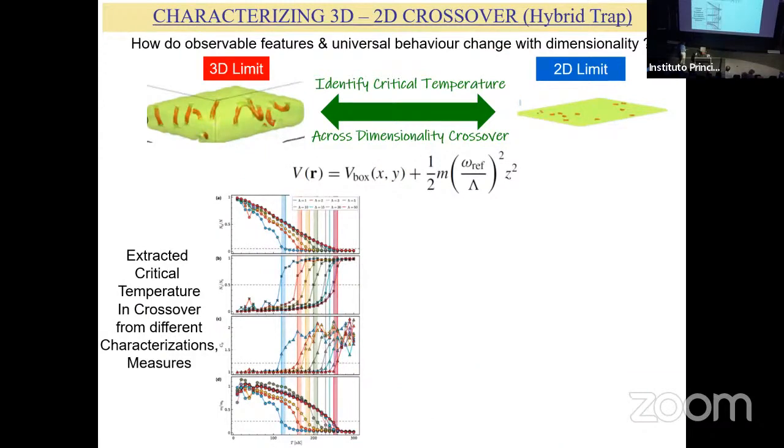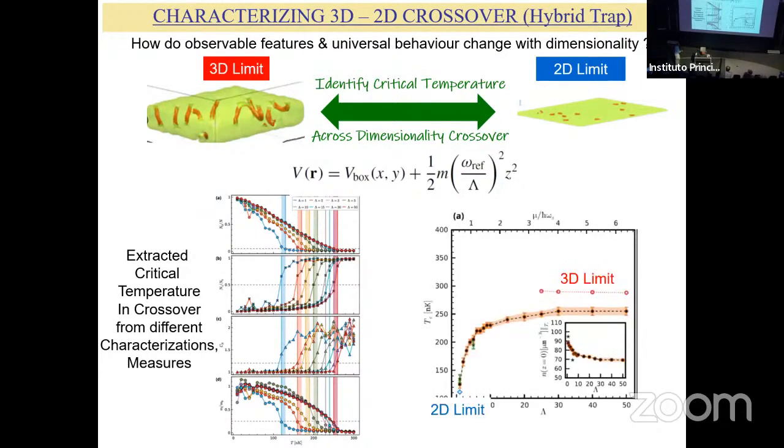I'm not going to go through the details about changing the confinement in the third direction, just to see what is 3D and what is 2D, now that we've identified the limits. And each of these bands is showing our uncertainty in determining the critical temperature as we are changing the confinement basically vertically. And so with that, we were able to identify the dependence of the critical temperature on this dimensionality parameter lambda, which tells us the confinement in the third direction. Okay, so we have the 2D limit. We reach the 3D limit.